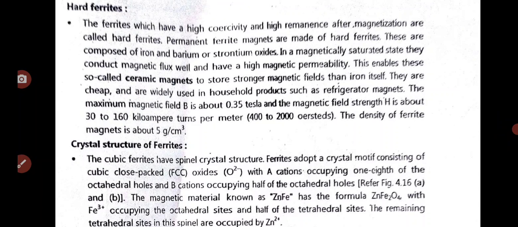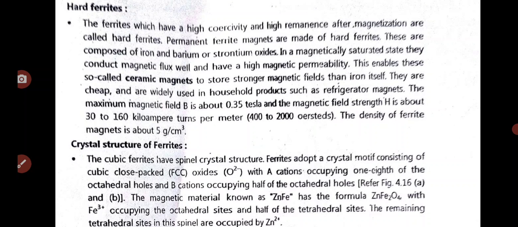If we consider the crystal structure of the ferrite, it is considered a cubic ferrite, which has the spinel crystal structure. Ferrite consists of a cubic close packed structure, which is the FCC, of oxide O2- ions, with A cations occupying 1/8 of the tetrahedral holes and B cations occupying half of the octahedral holes, which we see in the figure.